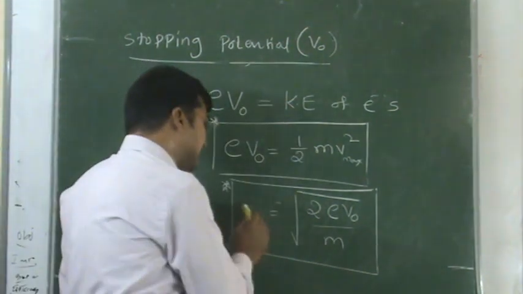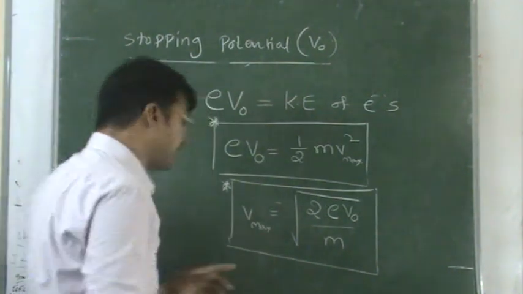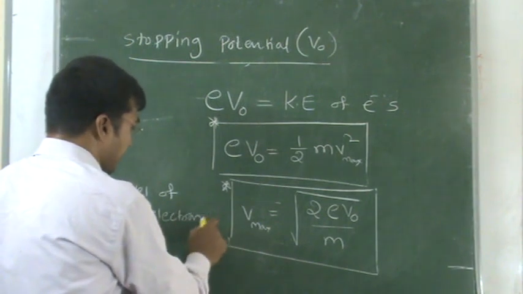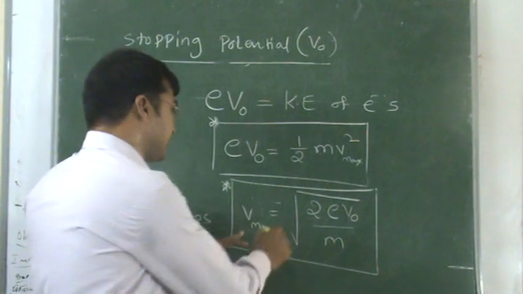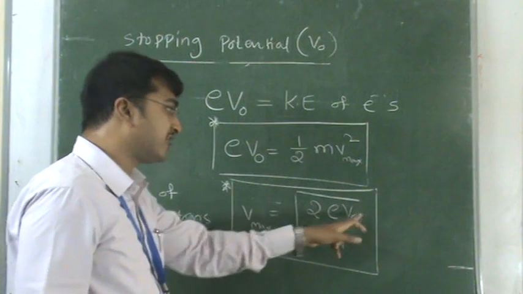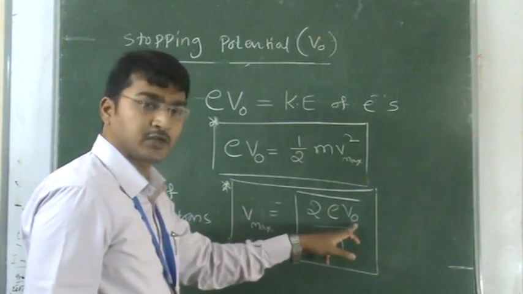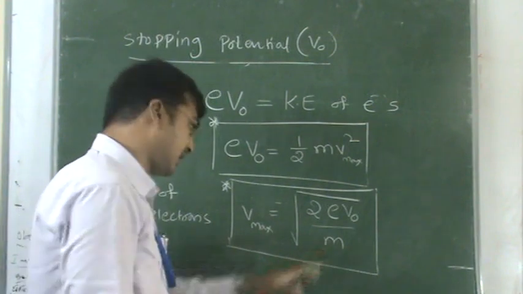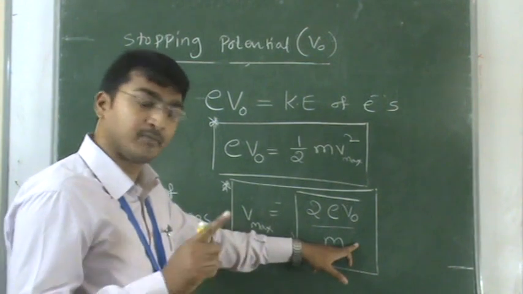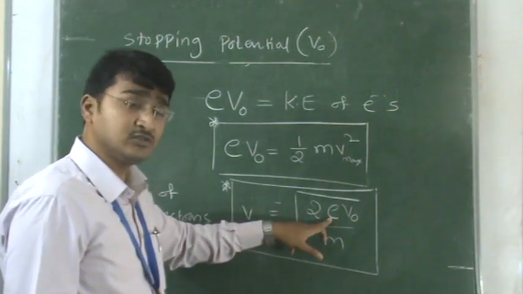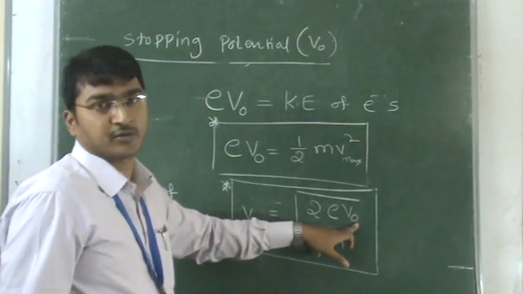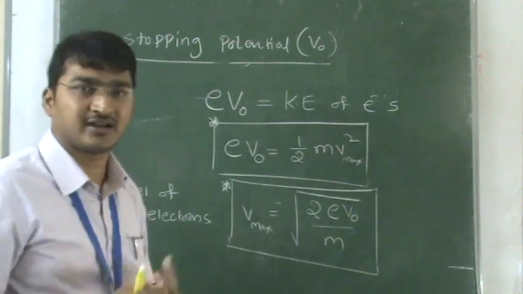Next, the maximum velocity of electrons. The maximum velocity of an electron emitted from the photo plate is v max equals root of 2eV0 divided by m. If you know the stopping potential of that metal, then we can easily find it. m is the mass of the electron, 9.1 times 10 to the power minus 31 kg. e is the charge of the electron, 1.6 times 10 to the power minus 19 C. V0 is the stopping potential, which is different for different metals.